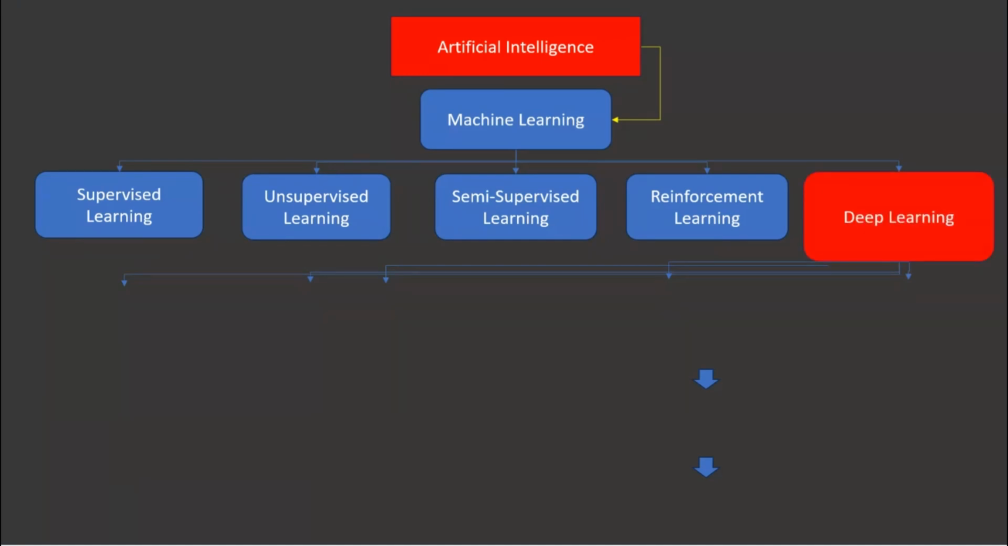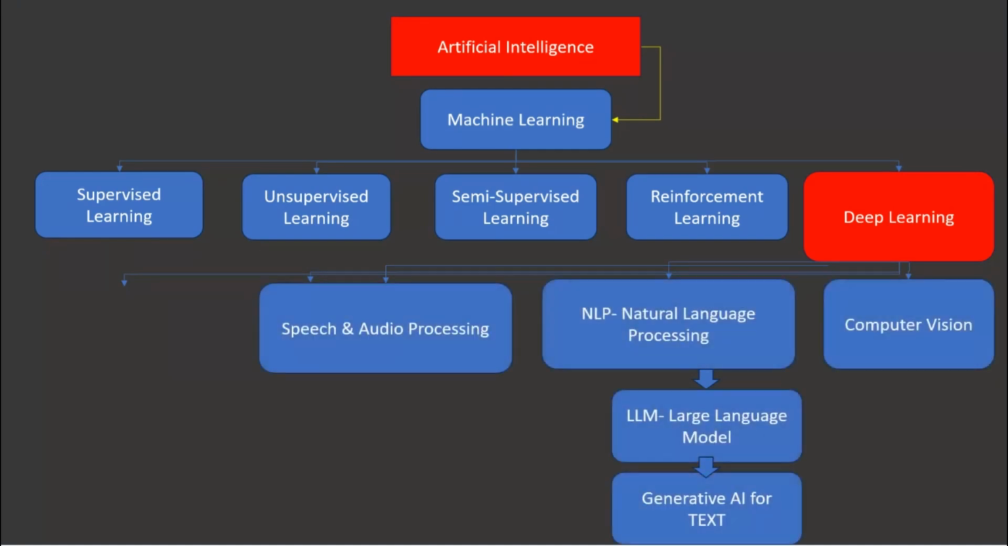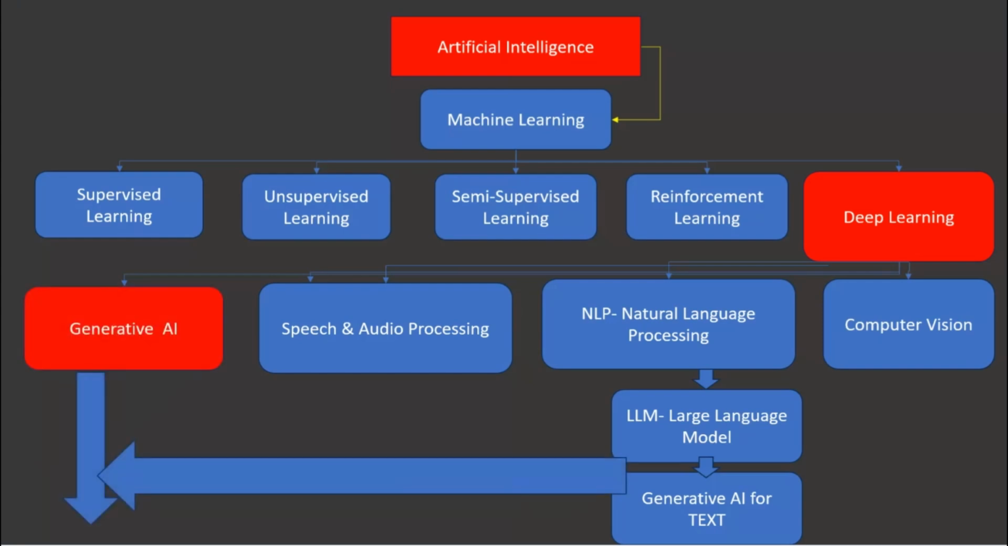It has one more learning, which is the latest, deep learning. It's a complete innovation in the field of artificial intelligence. Deep learning has various options: computer vision, NLP, natural language processing, speech and audio processing. And under NLP, you have large language models, like ChatGPT or Gemini or Copilot. In that, we have generative AI for text. Together, we have a major platform called generative.